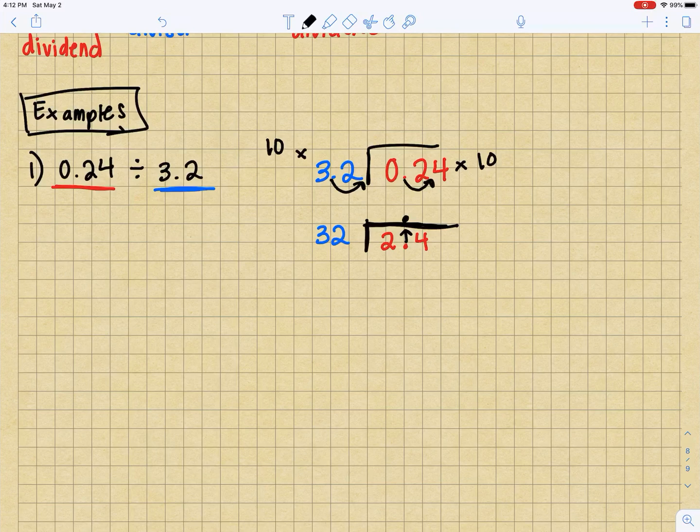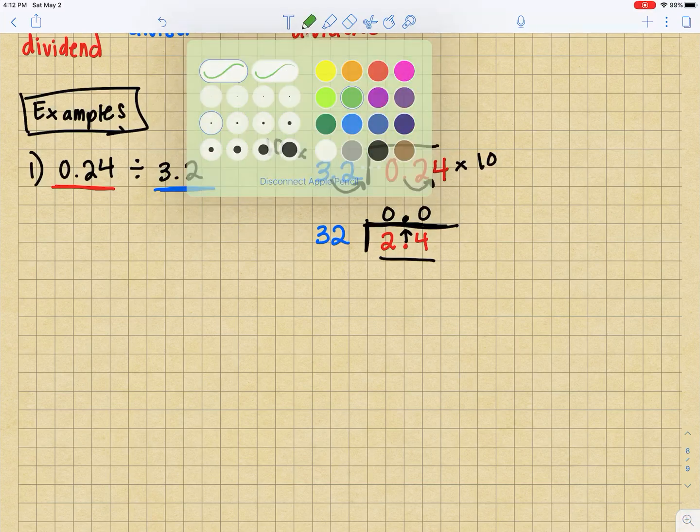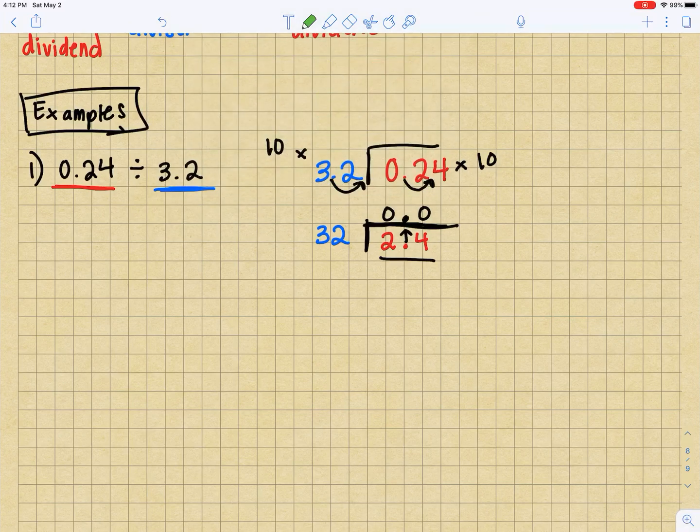Okay, so 32. How many times does 32 go into 2? No times, right? 32 is way too big. So now we continue to 24. Does 32 go into 24? No, 24 is too small, so we write another 0. Now what's nice is that with decimals, with the numbers, really, you can add zeros and not change the value of the number. So let's take a look.